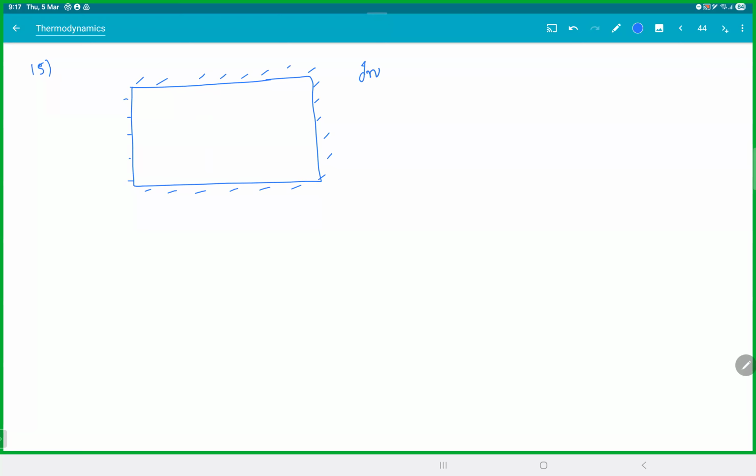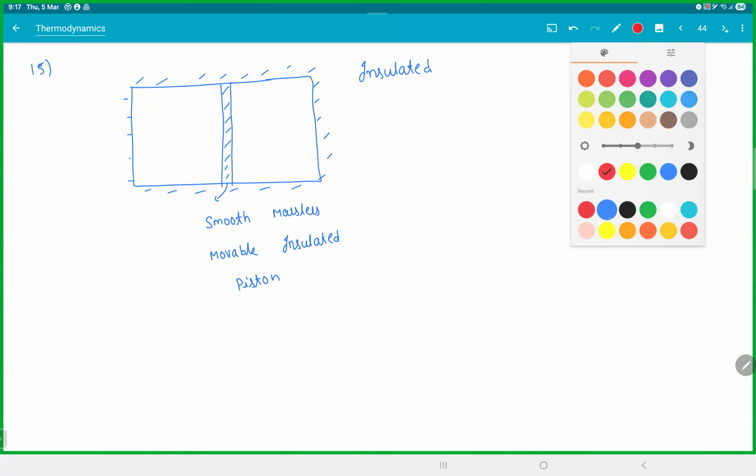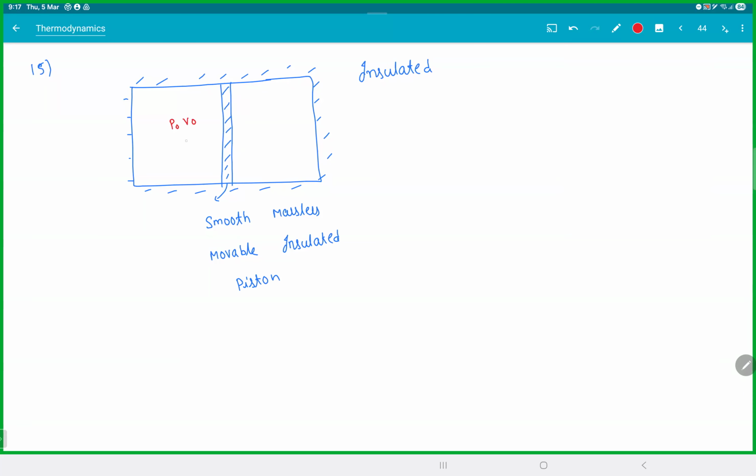We have an insulated container. We have a piston. This is smooth, massless, movable, adiabatic, or insulated piston. There are a lot of things there. So here it is P naught, V naught, T naught, helium gas on both sides. So both are the same. But on the left compartment, there is a heater.